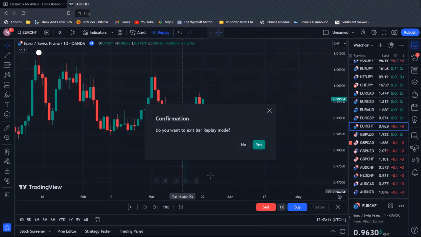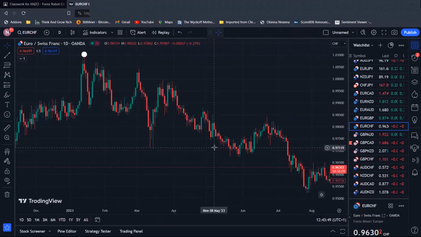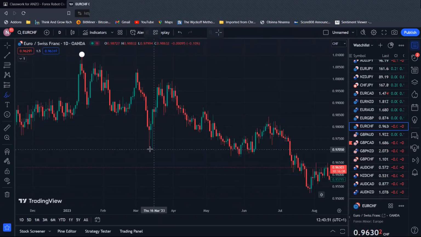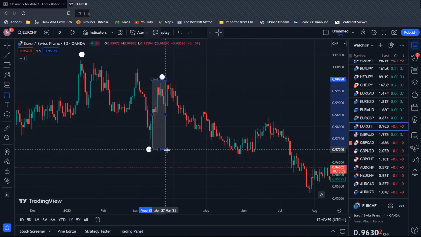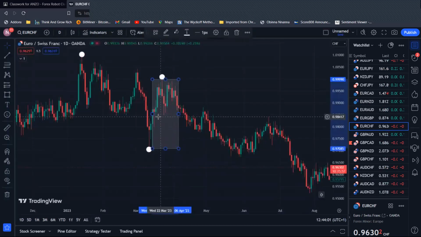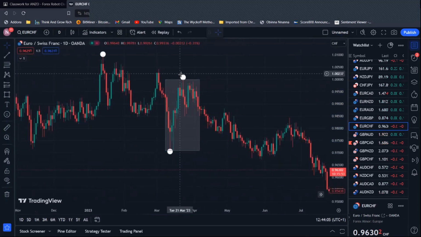Okay, so I'm just going to exit the replay too, and we are good. Where's that area here? So it's here. So this is our low to the high. Okay, you know what, let me just draw a rectangle around it. Okay, so this is much better.